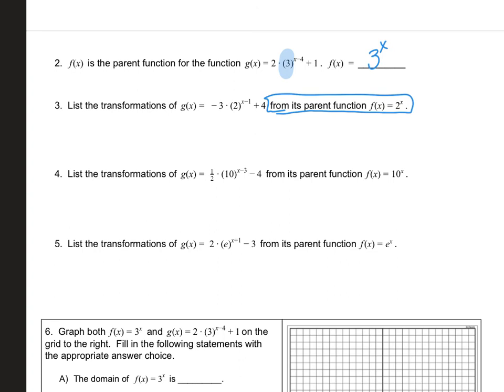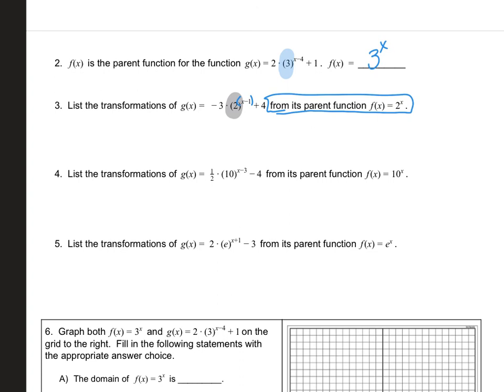So let's list our transformations, remembering that the 2 does not represent a transformation. The 2 only represents the family of the functions we're in. So this is a doubling family. So let's talk about this. There's understood parentheses around the exponent. So anything happening there is horizontal, anything else is vertical.